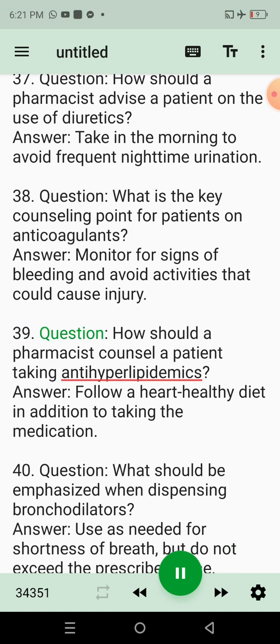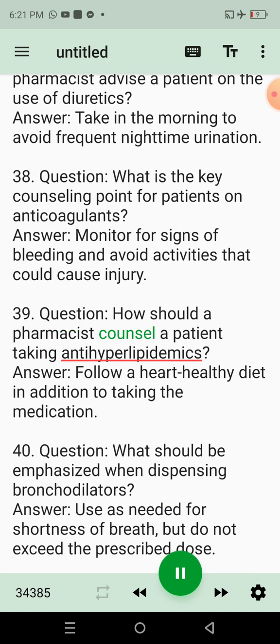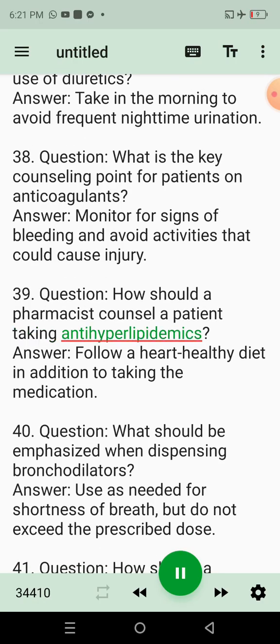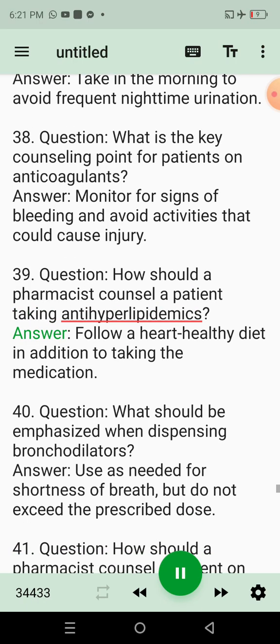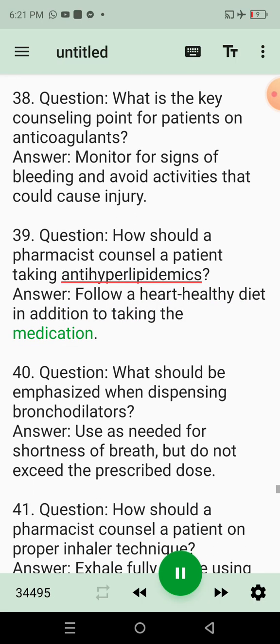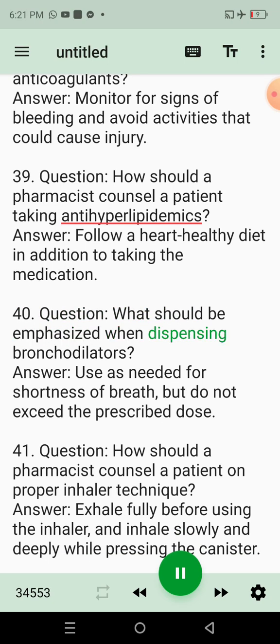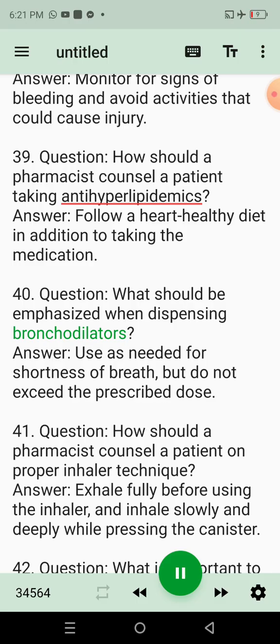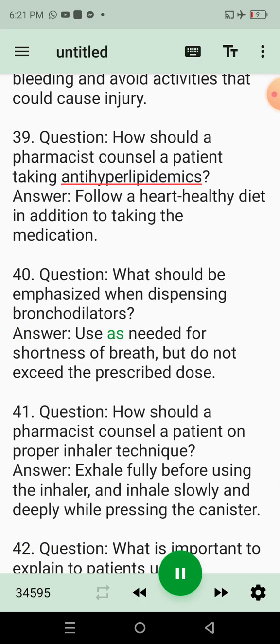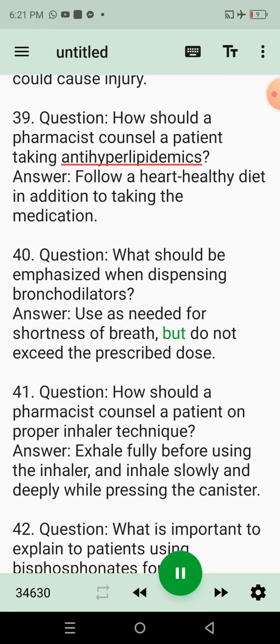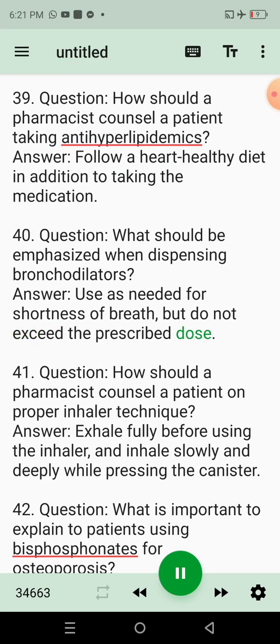39. Question: how should a pharmacist counsel a patient taking anti-hyperlipidemics? Answer: follow a heart-healthy diet in addition to taking the medication. 40. Question: what should be emphasized when dispensing bronchodilators? Answer: use as needed for shortness of breath, but do not exceed the prescribed dose.